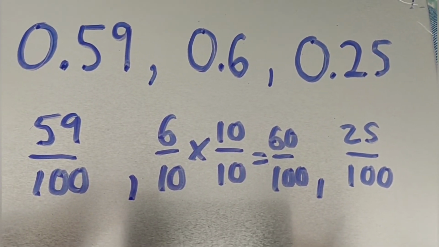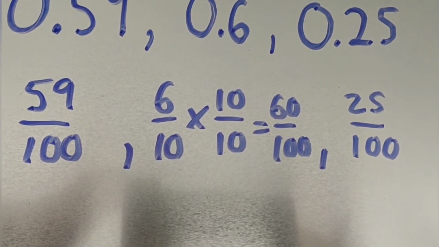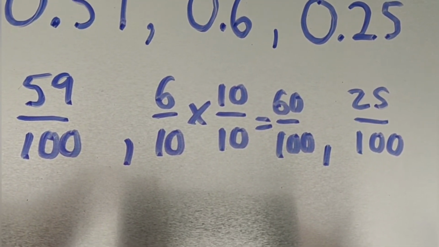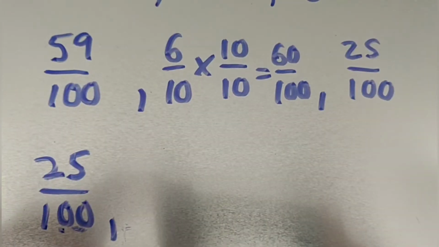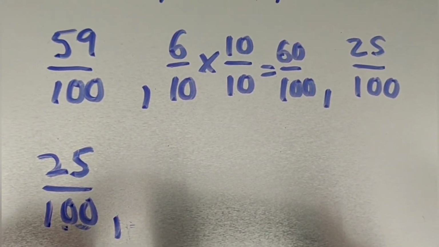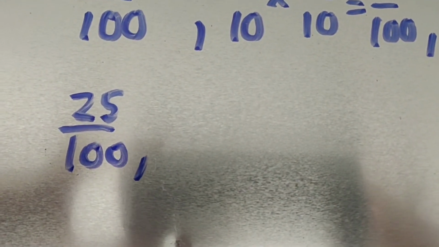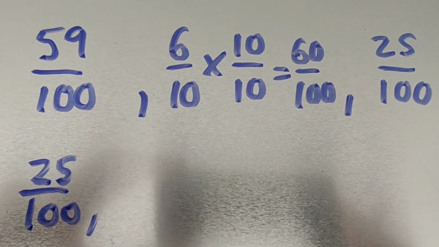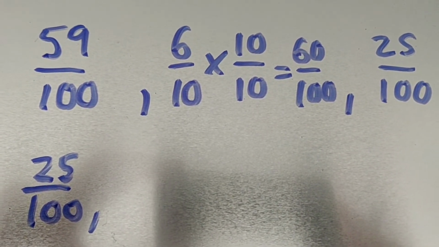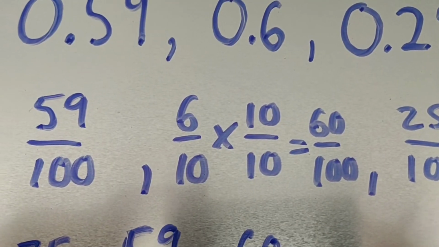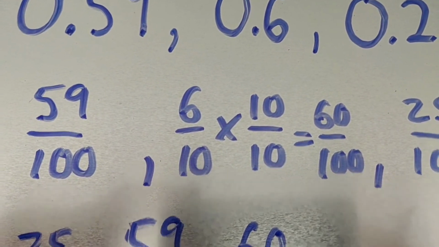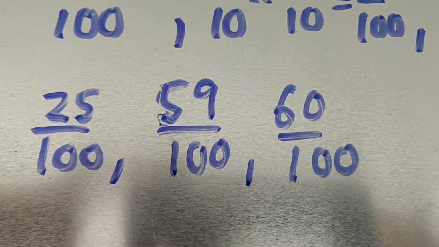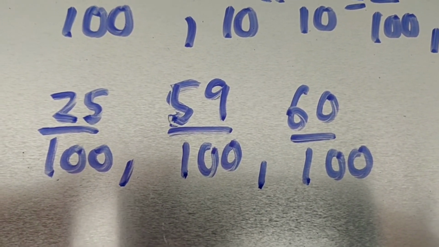So look at the three fractions with denominators of 100. Which is the least? The least is 25 hundredths. So going from least to greatest, we'll put 25 hundredths first. 25 hundredths will come first. What comes next? What goes in the middle? Well, 59 hundredths is less than 60 hundredths, so 59 hundredths comes next. Then 60 hundredths comes after that. So that's the fractions in order from least to greatest.